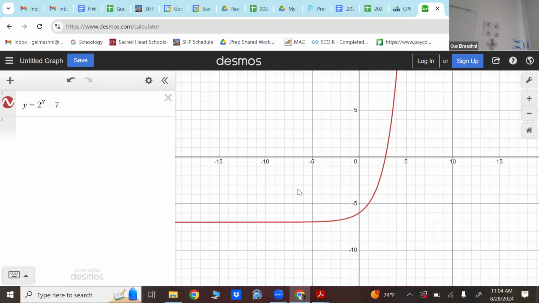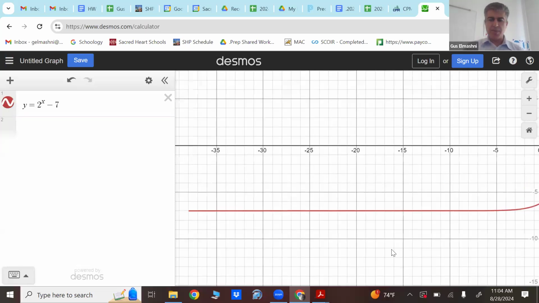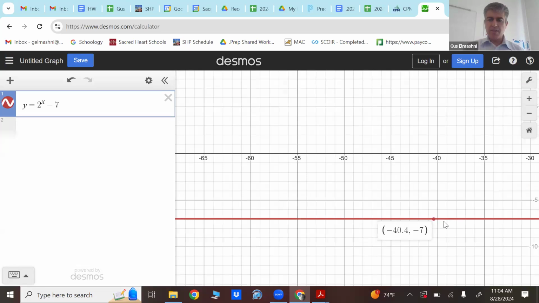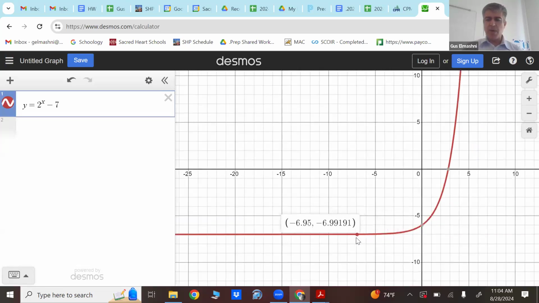For y? Negative 6. Yeah, it's like negative 6.9999. It's getting really close to negative 7, right? So see, this is the beauty about Desmos. You can investigate this really nicely. It does say negative 7, which is actually false. That's not really true. It's just rounding. But see, that's getting really close to negative 7, but it's not going to touch it exactly.